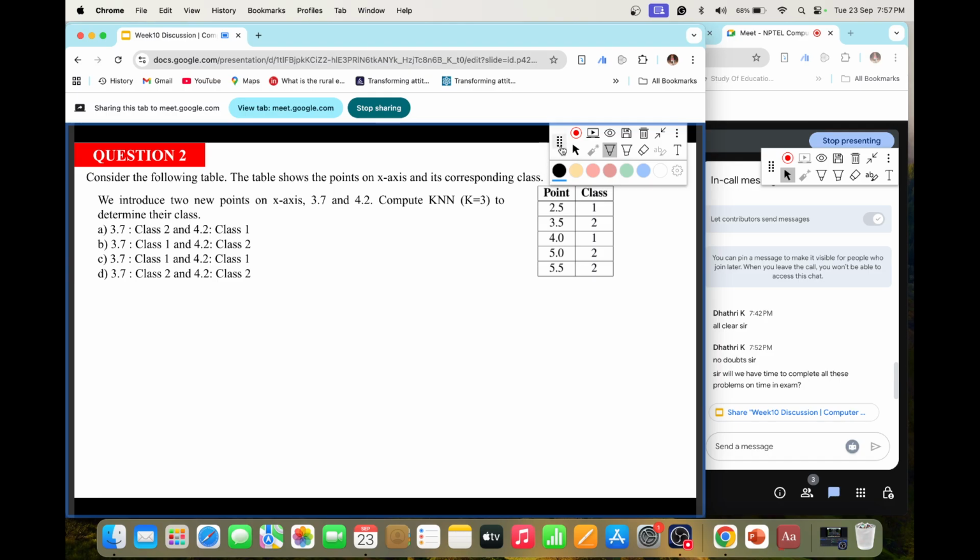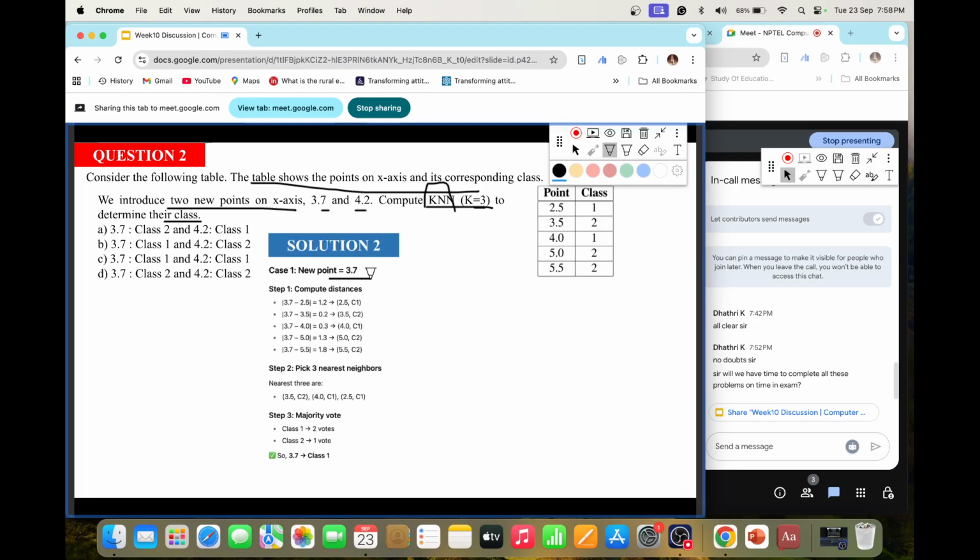Now regarding the second question, consider the following table. The table shows the point X and its corresponding classes. We introduce two new points, 3.7 and 4.2. Compute KNN, K equals 3. KNN means K nearest neighbor. So K equals 3 means we have to see the 3 nearest neighbors to determine their class, whether it is class 1 or class 2, for these points 3.7 and 4.2. So let's first calculate for 3.7.